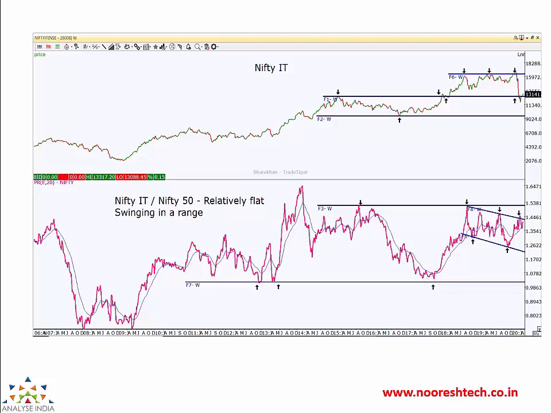Now again, the ratio chart has bounced significantly, and now it is trading in a new range of 1.26 to 1.5. Now, for Nifty IT to move higher, this ratio chart has to break out from these levels and then break from this odd level.